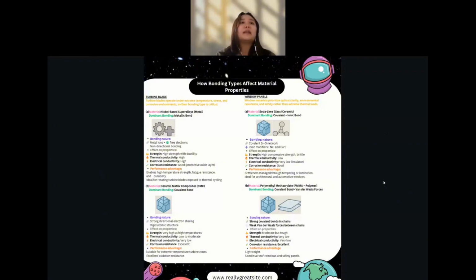Finally, PMMA is a polymer with strong covalent bonds along its chain and weak van der Waals forces between chains. This gives it moderate strength, high toughness, low conductivity, and excellent corrosion resistance, making it suitable for aircraft windows and safety panels. In conclusion, bonding type directly determines material performance and application. Thank you, Doctor.